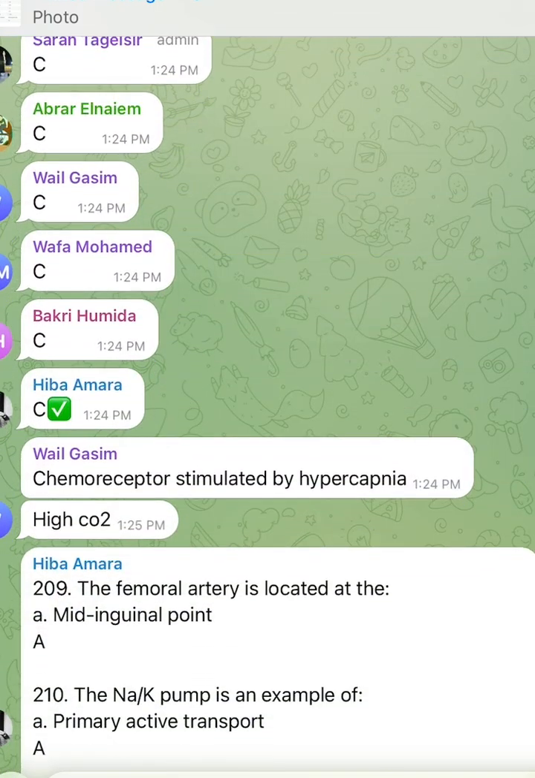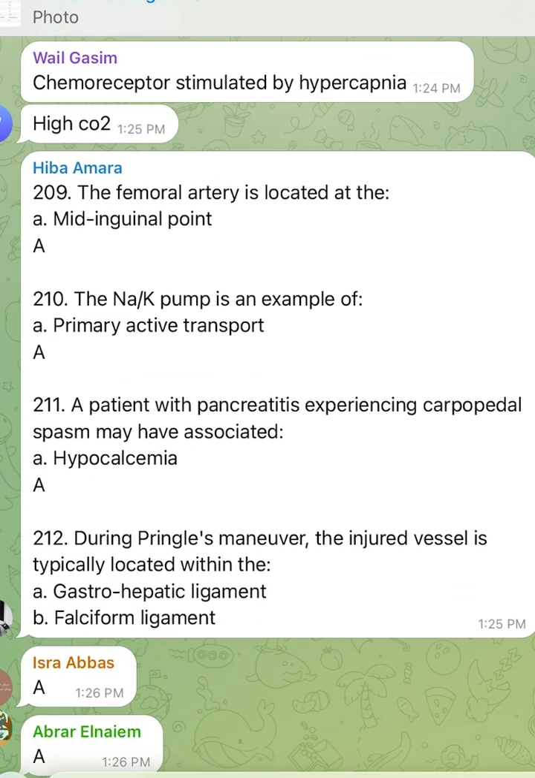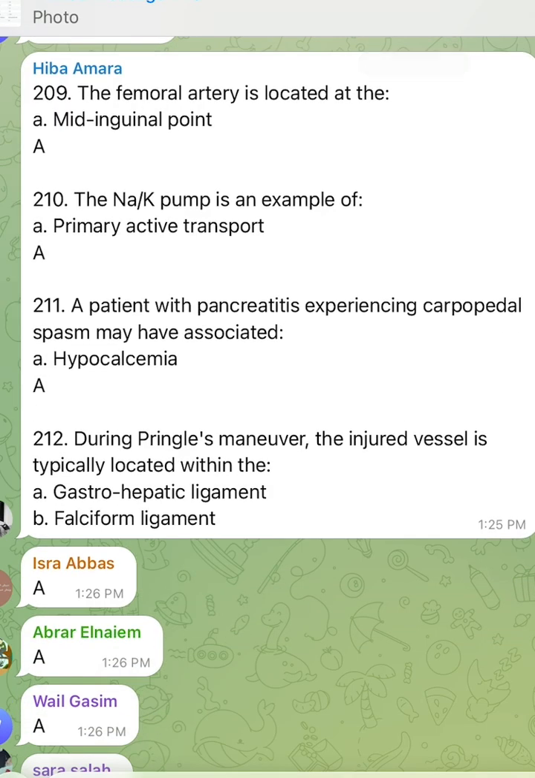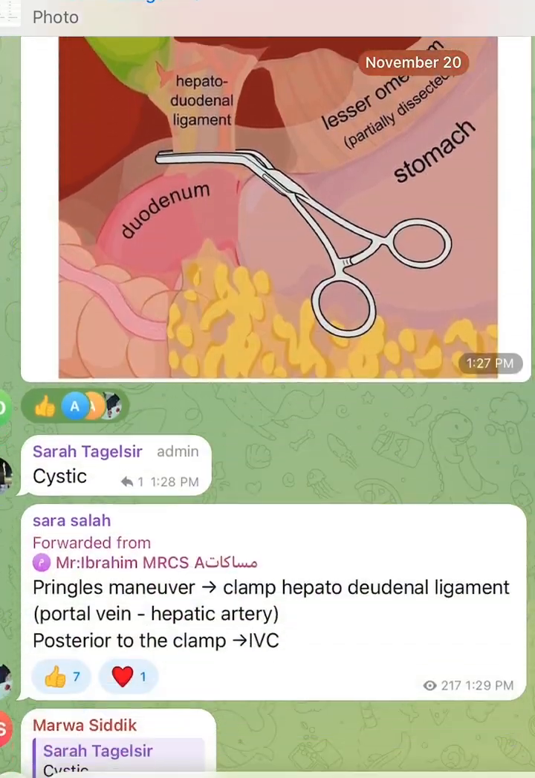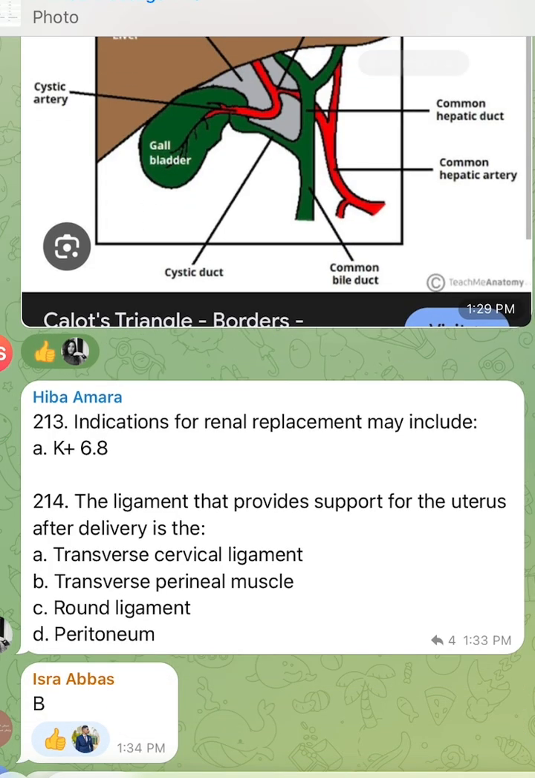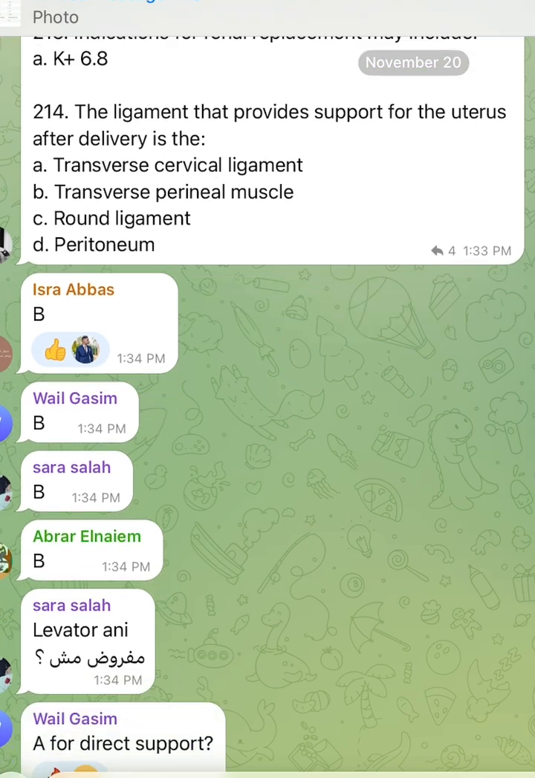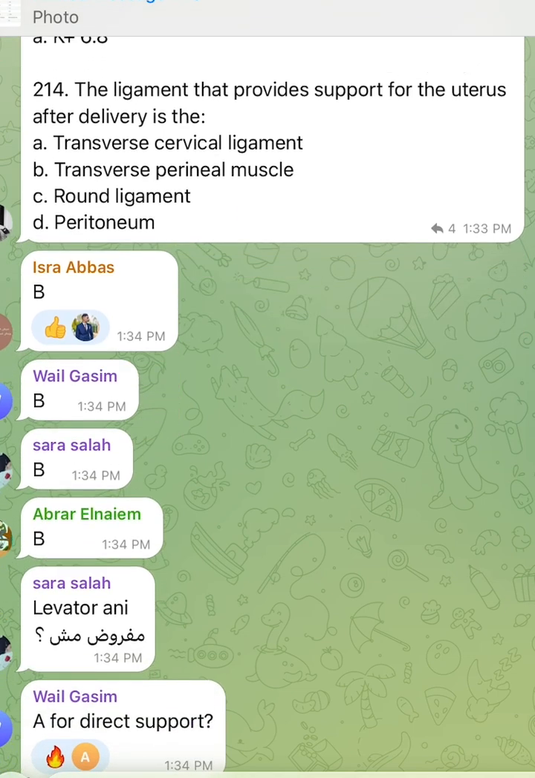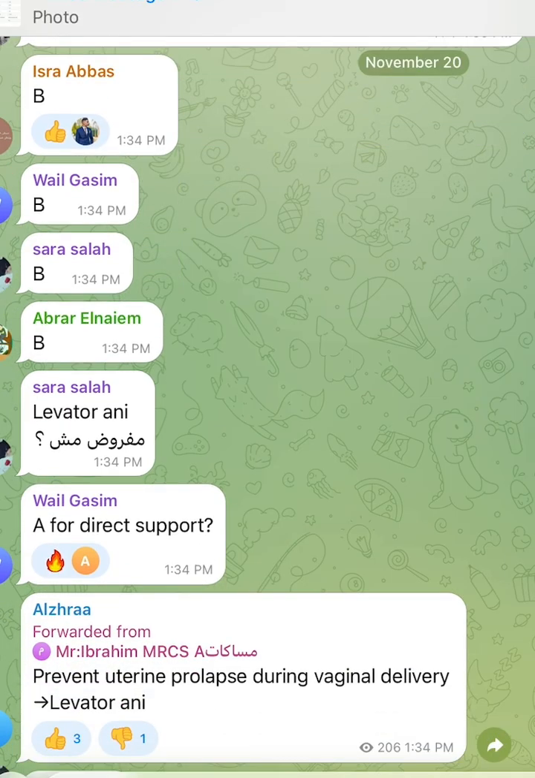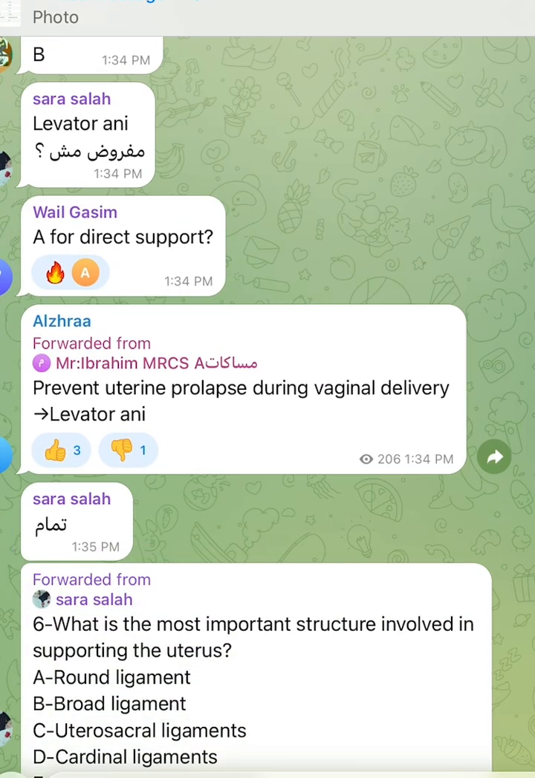Femoral artery is located at the midpoint, mid-inguinal point. Sodium potassium pump, example of active transport. Patient with pancreatitis experiences carpal spasm, hypocalcemia. Pringle maneuver, gastroduodenal ligament. Indication for renal replacement: high potassium. Ligament that provides support to uterus, transverse cervical or transverse perineal. The confusion goes on. Prevent uterine prolapse during vaginal delivery. What is the most important now?